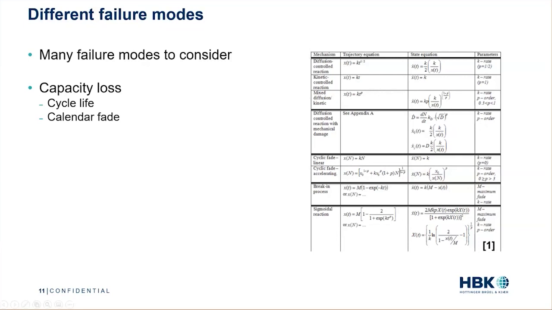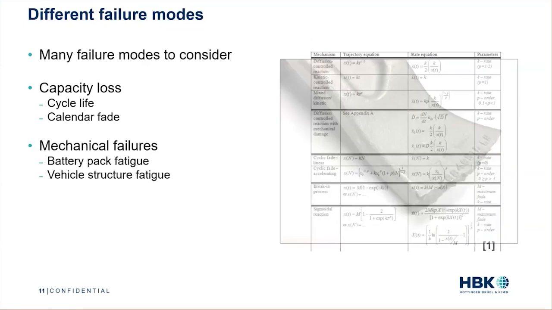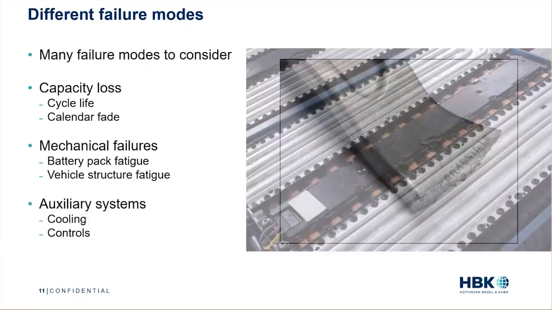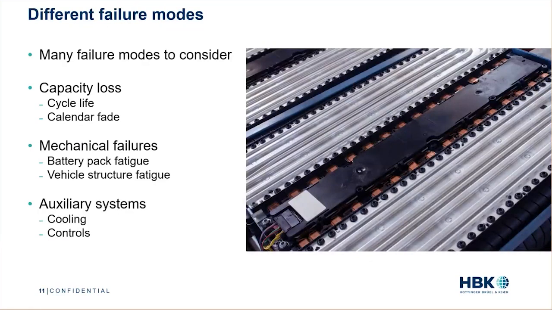And of course, we've got other failure modes to consider besides these chemical capacity loss type failure modes, mechanical failure modes, for example. The battery pack is not 100% batteries. It consists of all of these cells and modules that are connected together. Those connectors are susceptible to fatigue. And it's also a pretty large structural component in what's ultimately a vehicle, right? And that structure is susceptible to fatigue. And that's something we need to consider as well. On top of that, there are auxiliary systems that support the battery pack. So cooling systems, control systems, those could also fail, and that would result in battery pack failure.